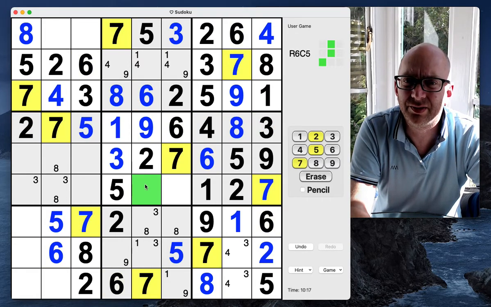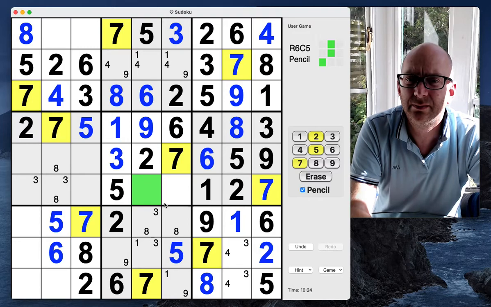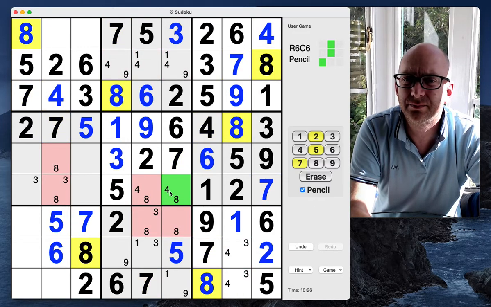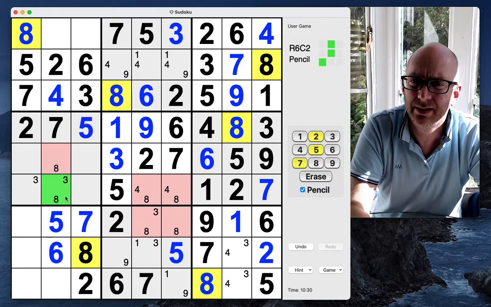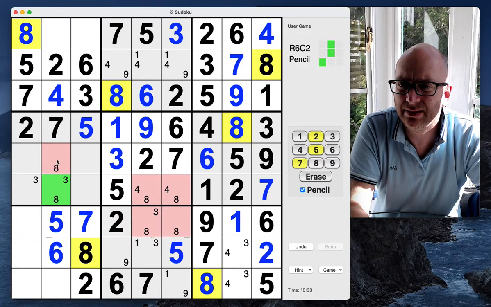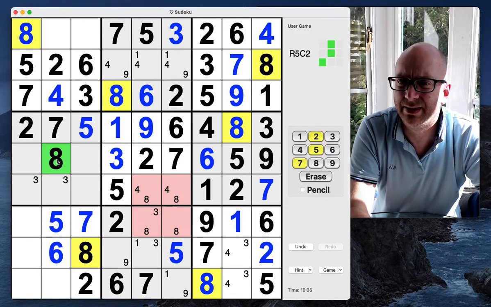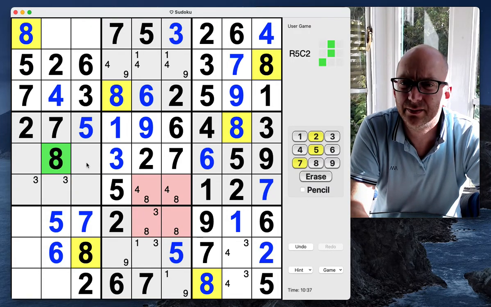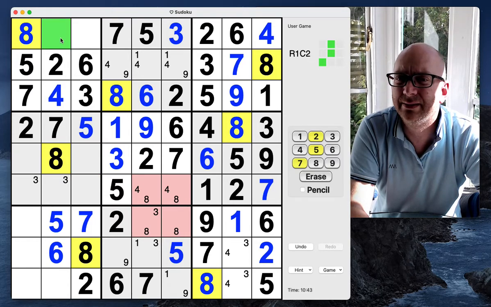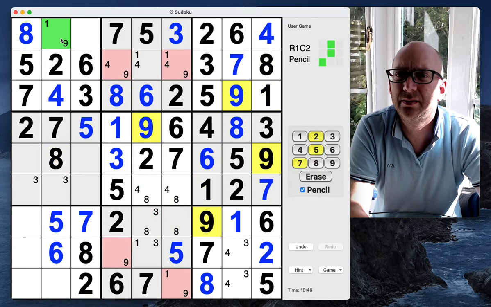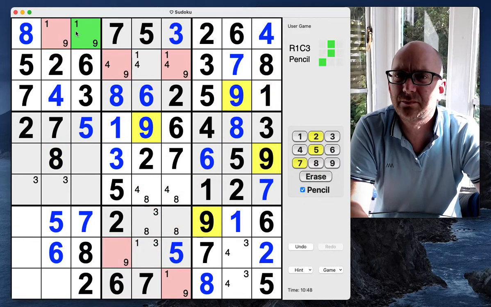What's the missing digits here now? We've got a 4 and a 8, right? 4, 8. Which means that this can't be an 8. These 8s point along, so this cell can't be an 8. This cell must be an 8. Okay, what have we got going up here now? We've got a 1 and a 9, I believe. Yep.